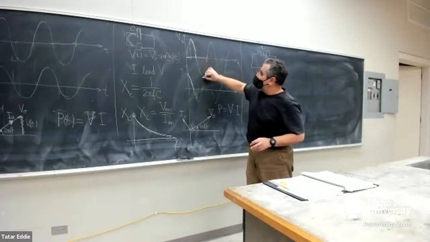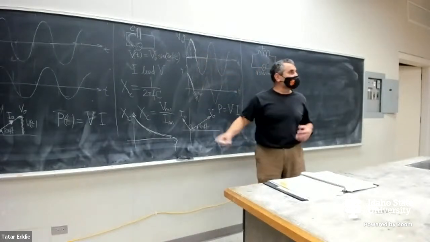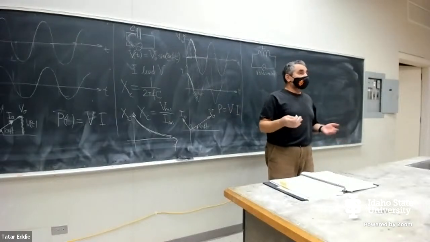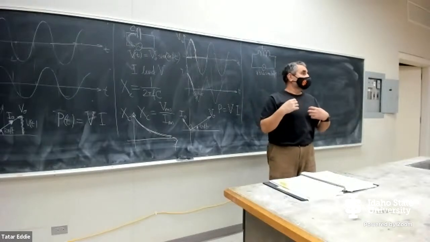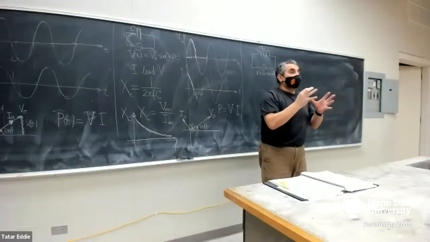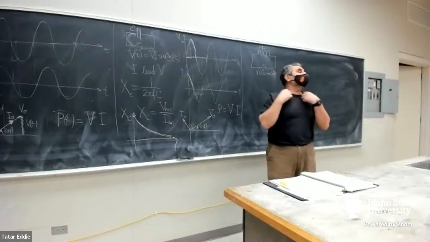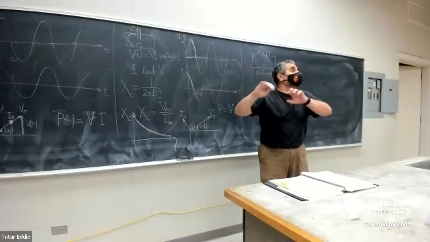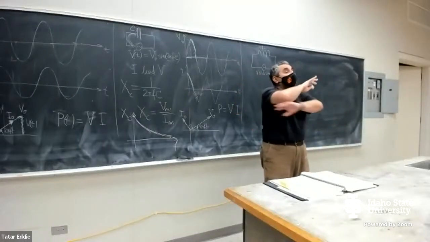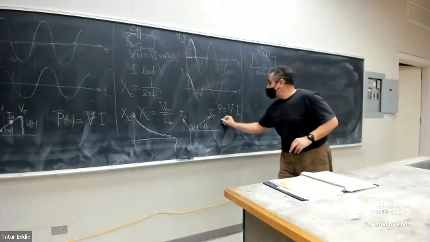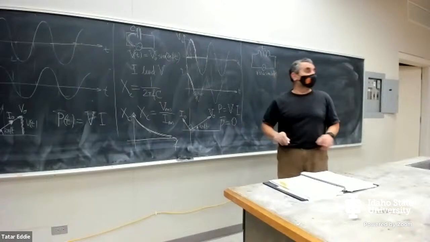At the next quarter, both of them become negative. Both voltage and current are negative. Again, negative times negative gives you positive, and you consume energy, and so on. So half of the time, the capacitor takes energy from the grid, but the other half of the time, it returns back that energy. On average, energy consumption of the capacitor is 0. So P average is 0 for this capacitor.